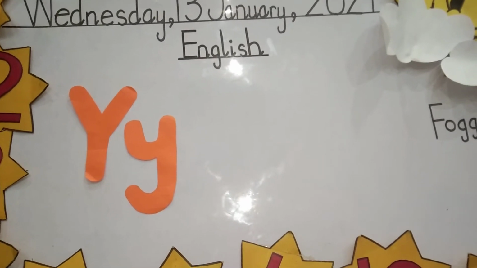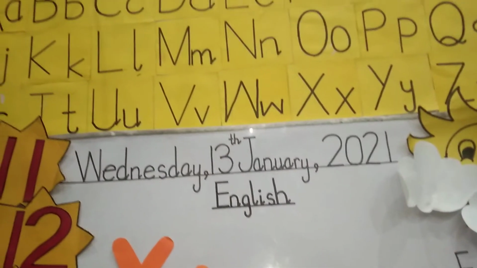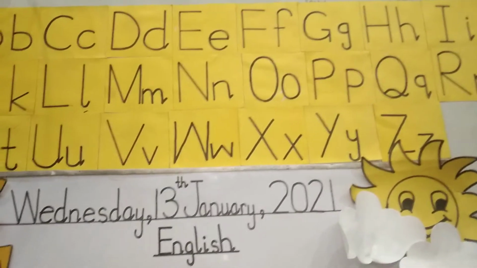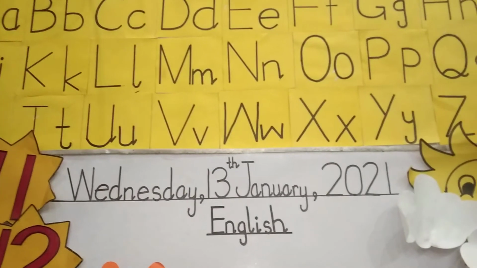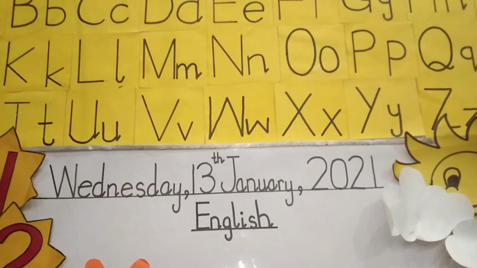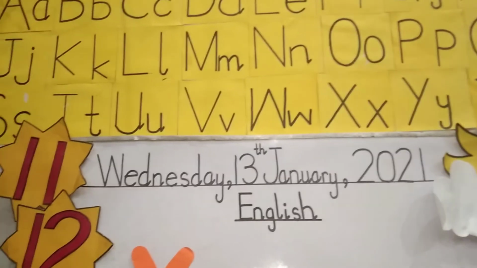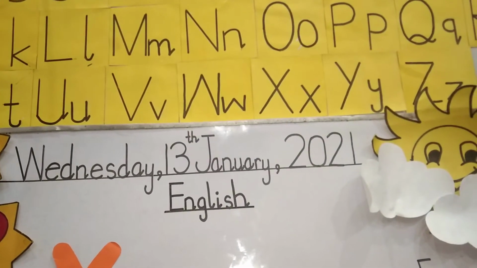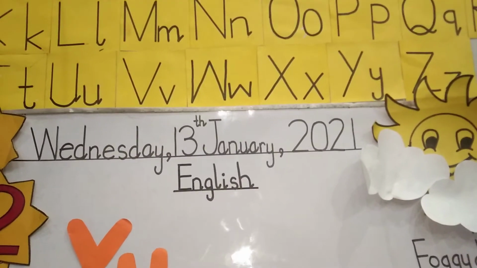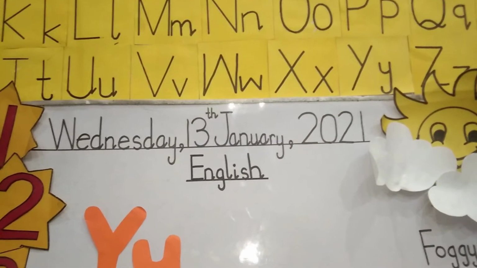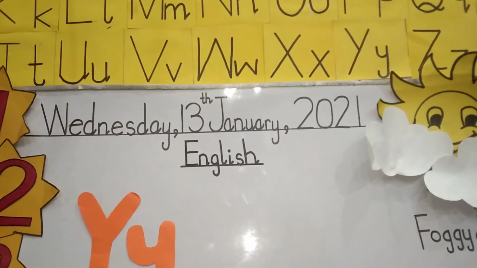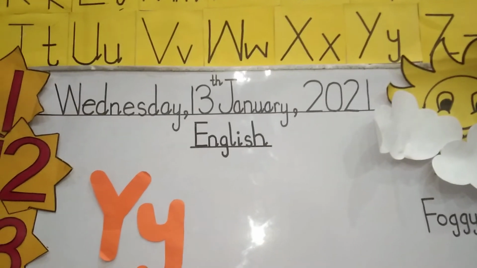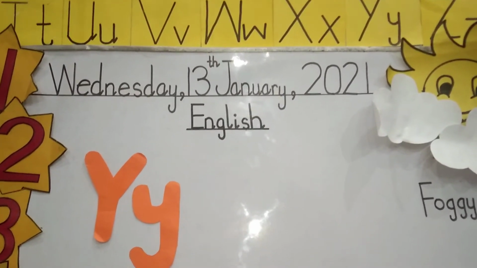Okay, let's start our day with the ABC song. A B C D E F G H I J K L M N O P Q R S T U V W X Y Z. Happy, happy I shall be. Learn my ABC. Next time, won't you sing with me?